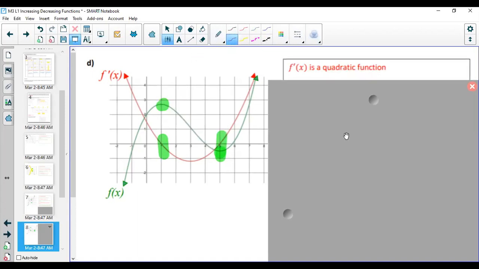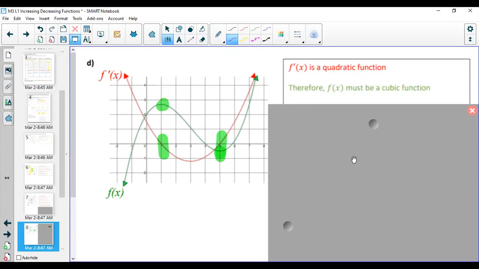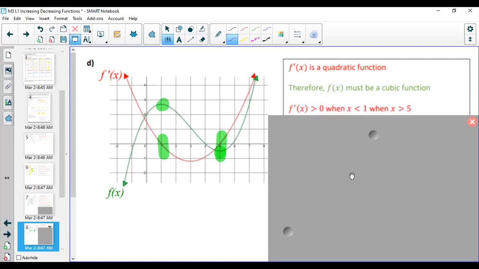So let's analyze the function. F prime of x is quadratic. Therefore, f of x has to be a cubic function, a little bit different cubic function than we saw before. You'll notice that once we get to the x to the power of 4 polynomials, those look more like a w. So we're sticking to cubic functions right now.